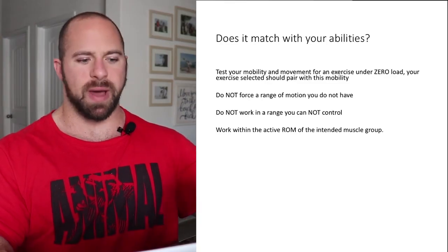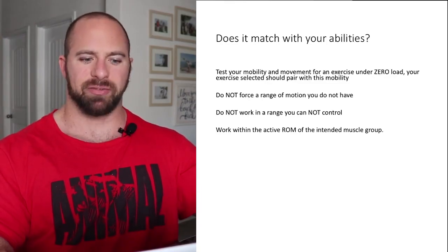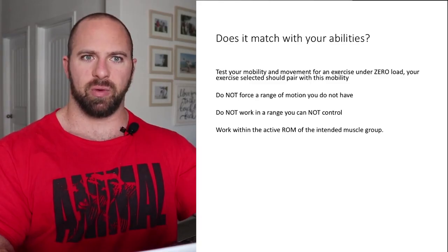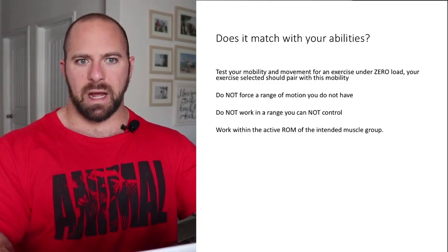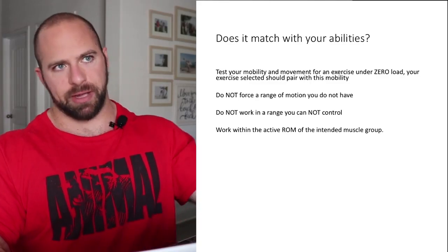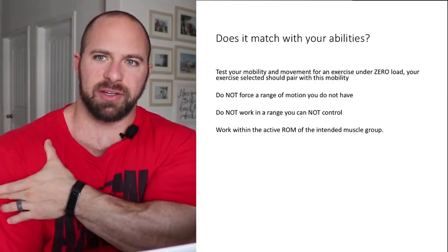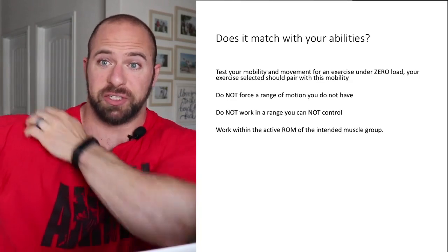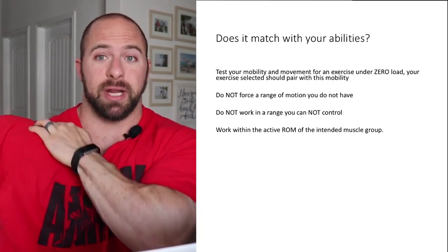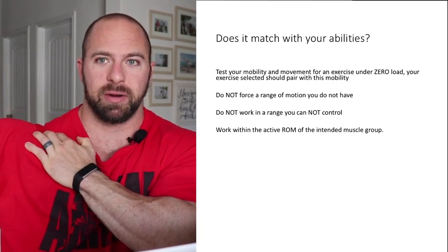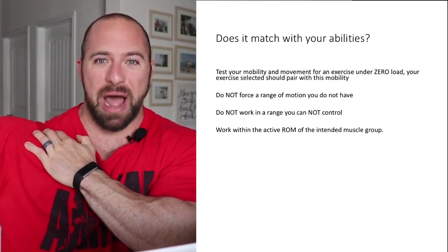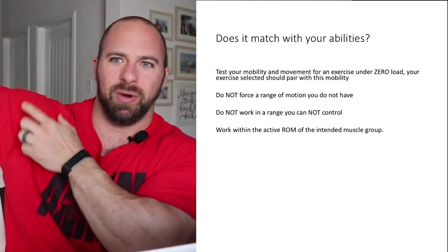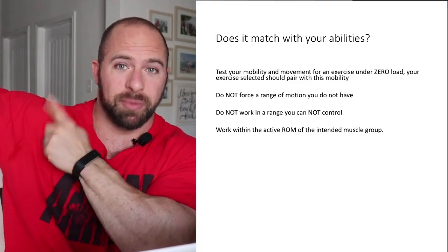And this all comes down to working within that active range of motion with the intended muscle group. Say a lateral raise, what is the active range of motion for the lateral raise? We come up, and my delt is fully contracted. I cannot shorten it anymore. How would I raise my arm up more? Well, I'd use my trap, right? So am I trying to train my trap with a lateral raise, or am I trying to train my delt?